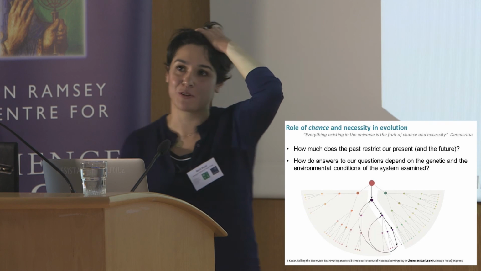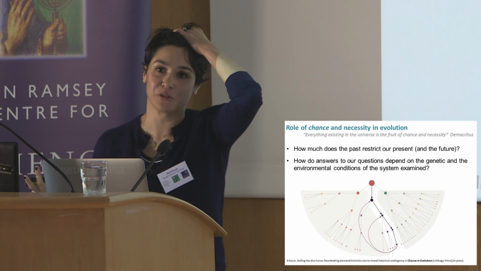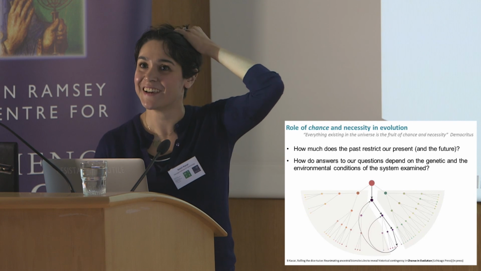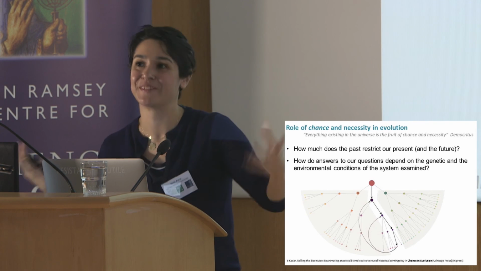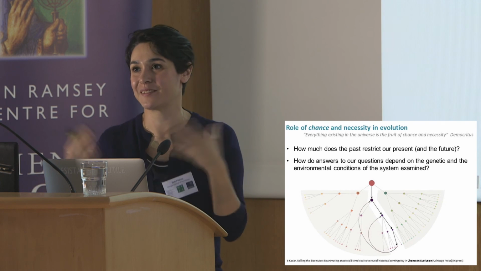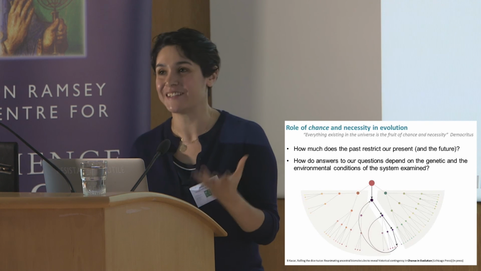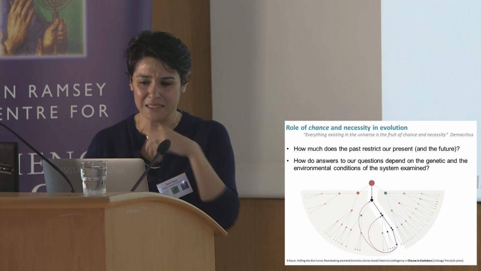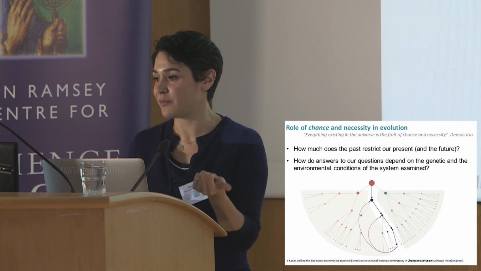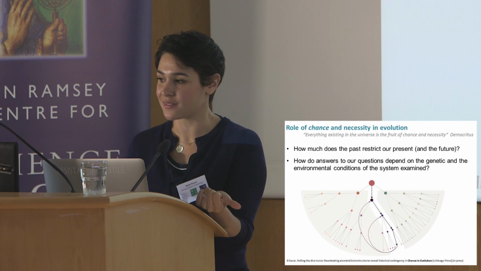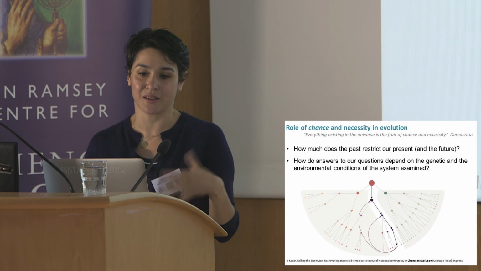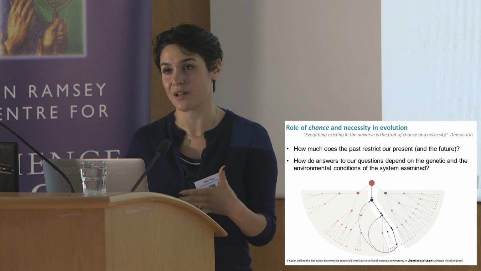I'm afraid I'm giving one of those unsatisfactory biologist talks that was referred to yesterday in Michael Russ's talk, where there's no "give me the answer, what did happen?" I cannot tell you that it was this way or that way. I see a lot of different things. But when it comes to understanding the role of chance and necessity in evolution, the questions were: how much does the past restrict our present? Or how do the answers to our questions depend on the genetic and environmental conditions of the system that we examine?